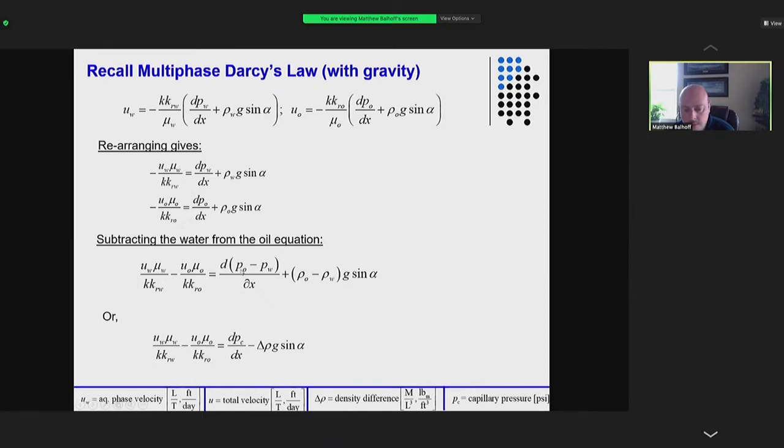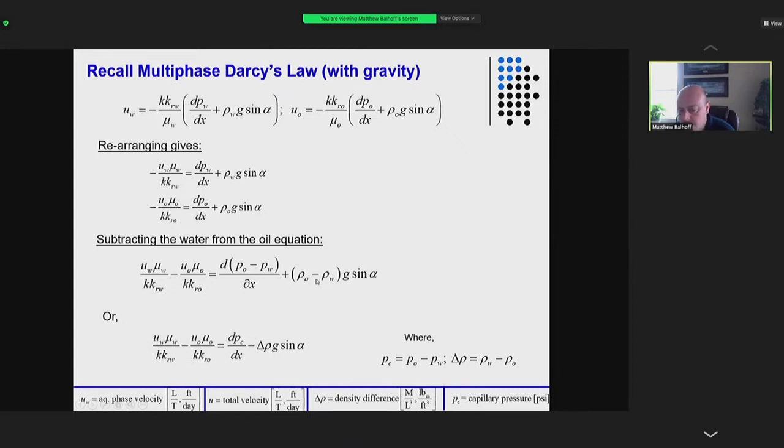And if you want to make it even simpler, you can write this equation this way, where now I've substituted P_o minus P_w is equal to capillary pressure, and I've substituted rho_w minus rho_o is equal to the delta of the density. And that's important. I'm going to reiterate that delta rho is not rho_o minus rho_w, but it's rho_w minus rho_o, which is why this positive sign became a negative.